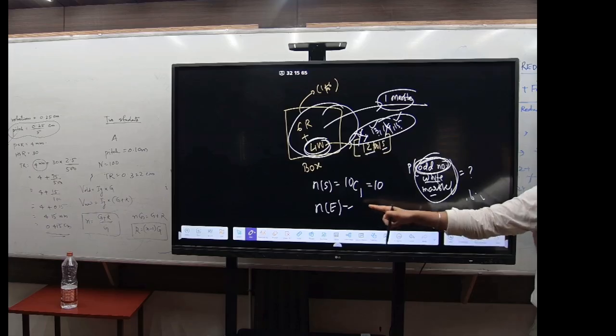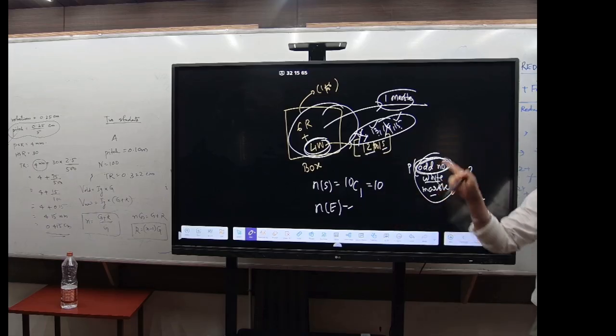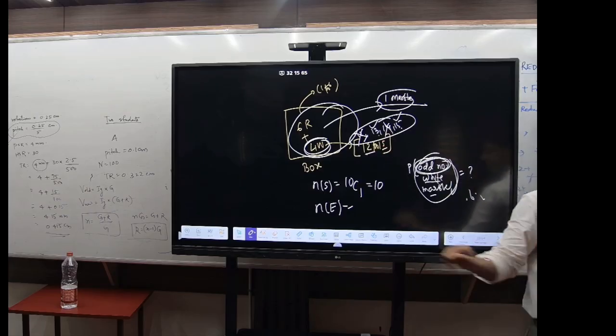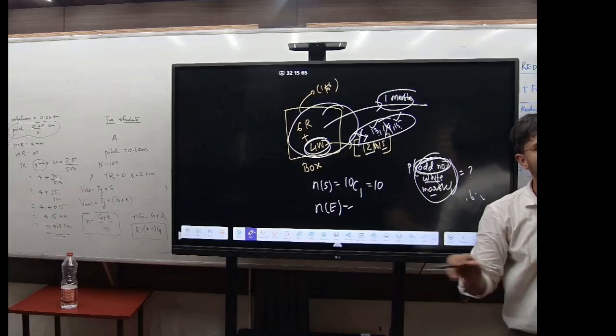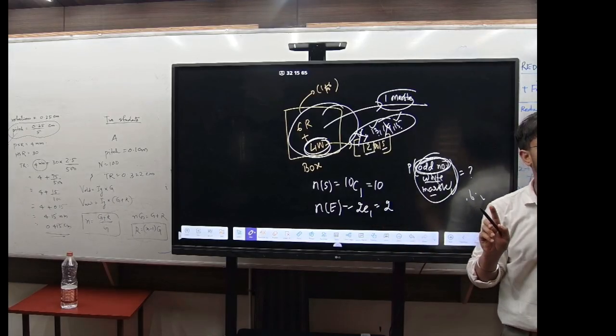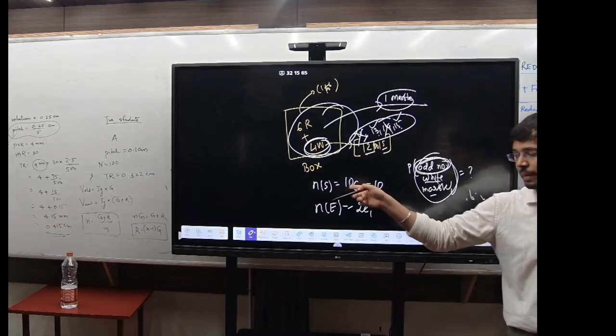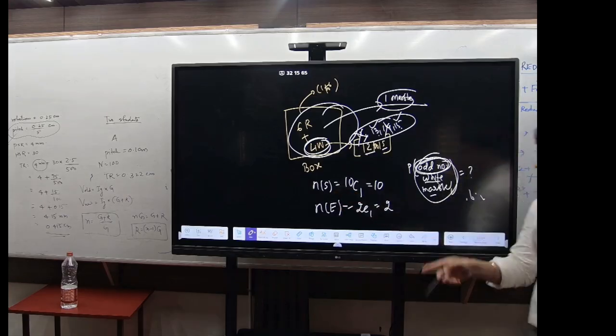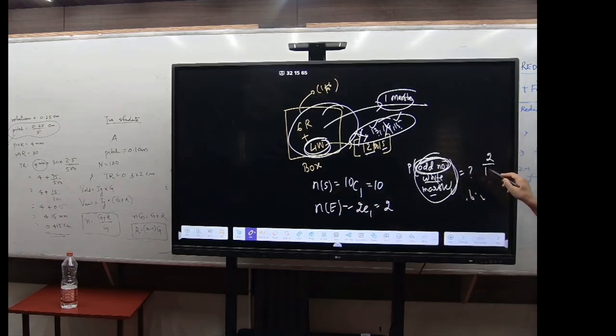Now I want an odd-numbered white marble, so I have only 2 available, and I want 1. How many ways can I select 1 out of 2? 2C1, which is 2. So favorable cases are 2, sample space is 10. What is the probability? 2 by 10, which is 1 by 5. Is that understood? If you think logically, you will get it easily. These are easy questions only.